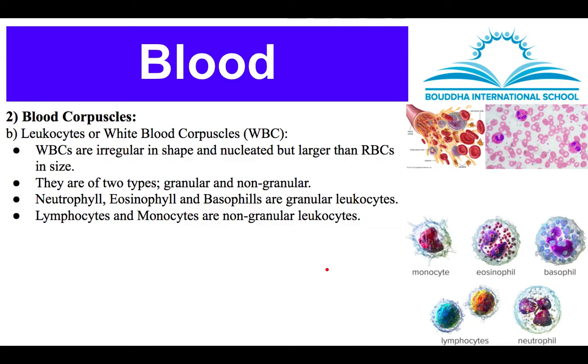So it may be asked, write the different types of granular leukocytes present in the human body, or write the different non-granular leukocytes present in the human body. You can write that granular leukocytes are eosinophil, basophil, and neutrophil, and non-granular are monocytes and lymphocytes. They have no granules inside the cytoplasm.